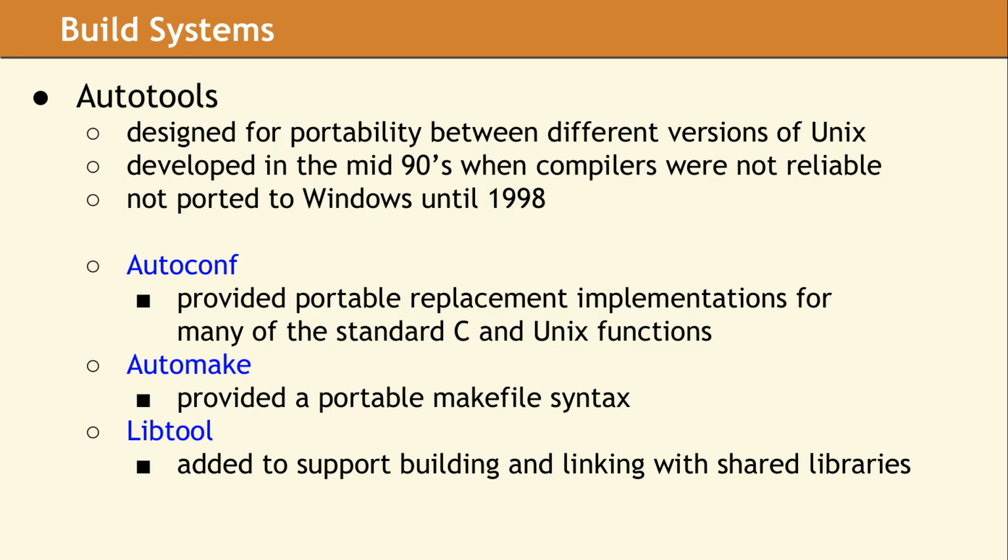AutoConf provided portable implementations of many of the more complex C and Unix functions so that they would be available on every platform. AutoMake provided a way to write your Makefile once and use it on every vendor's Make utility. And libtool allowed you to deal with the complexities of shared libraries because they were treated differently on every flavor of Unix. At its heart, AutoTools is really designed as a Unix tool. It was not ported to Windows until the late 90s, and the Windows support in AutoTools is always second class to the Unix system.